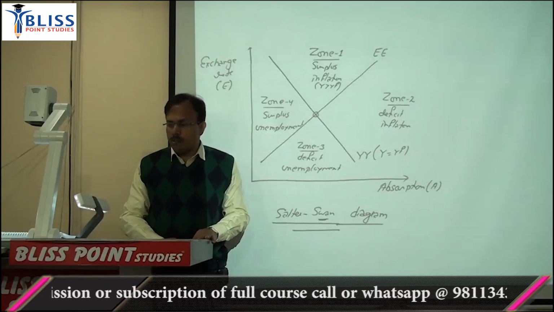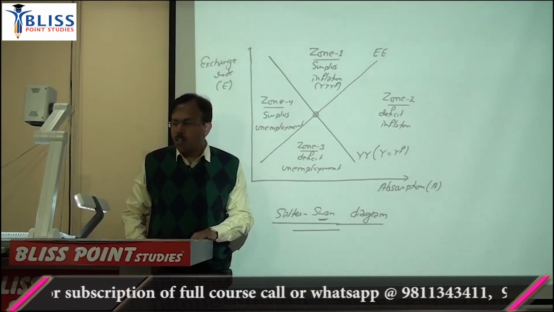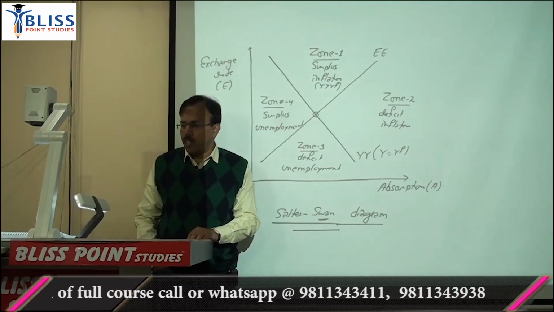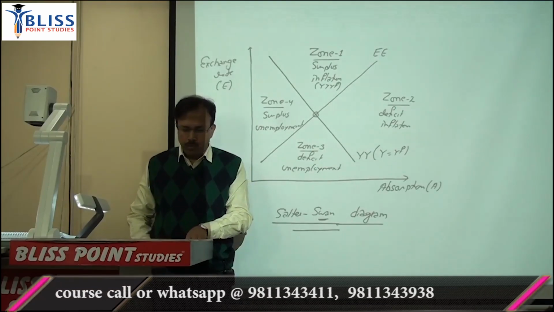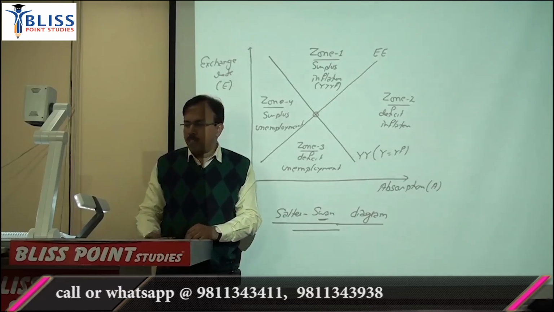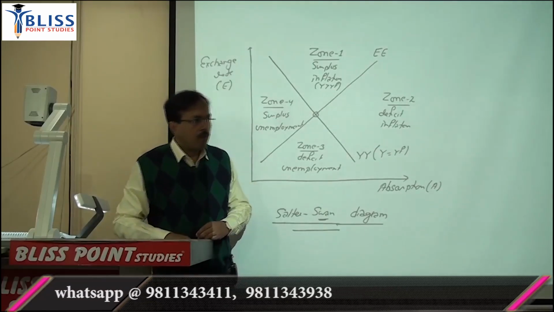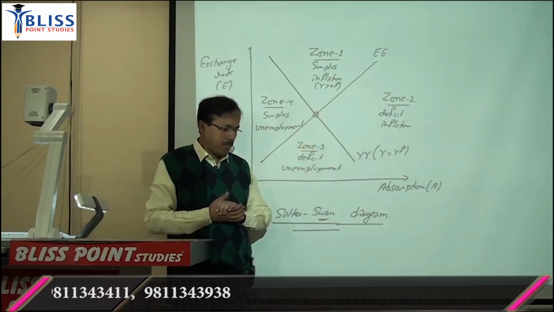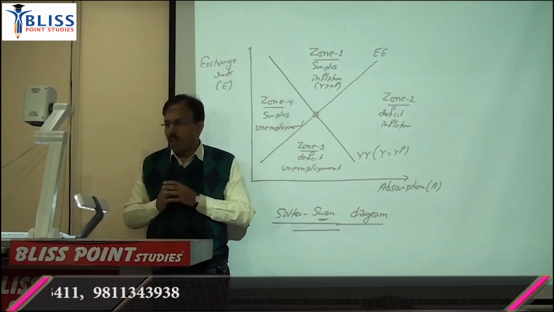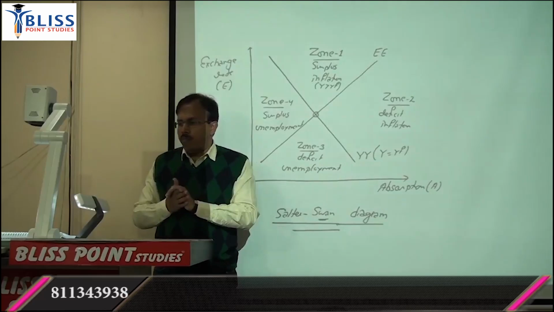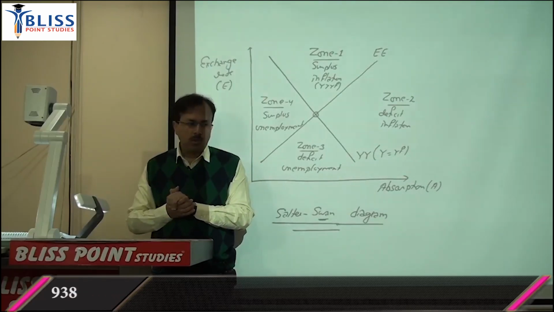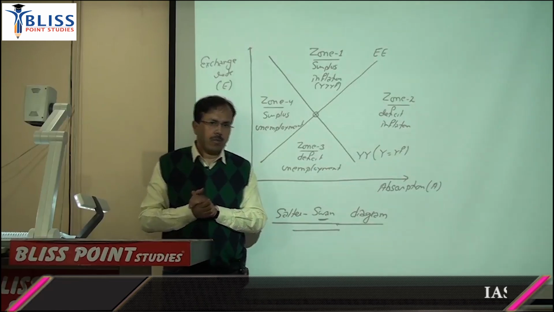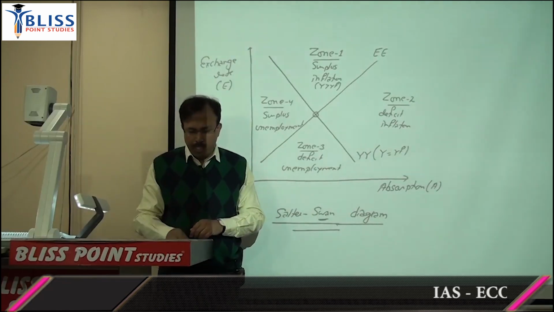Points to the right of this schedule represent deficit, and points to the left of this schedule represent surplus.